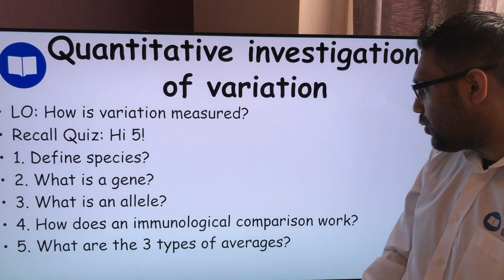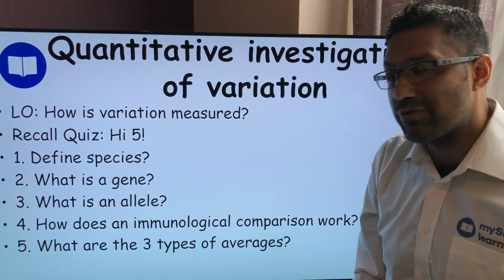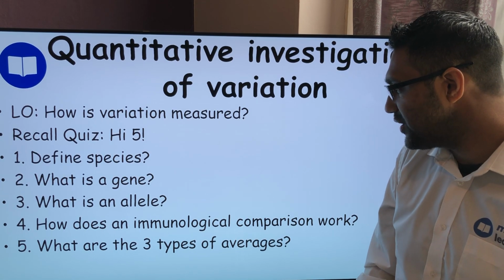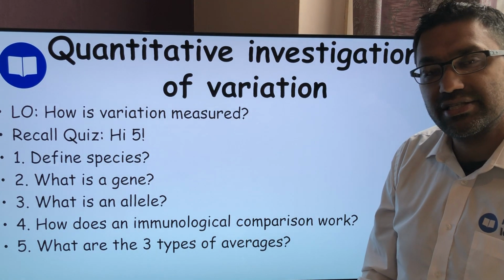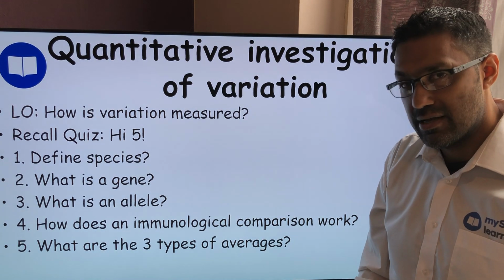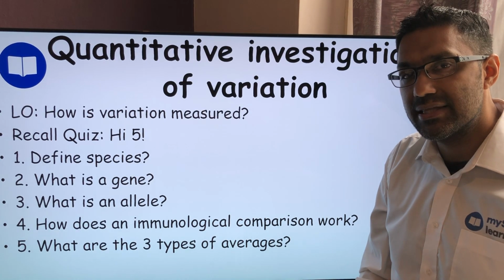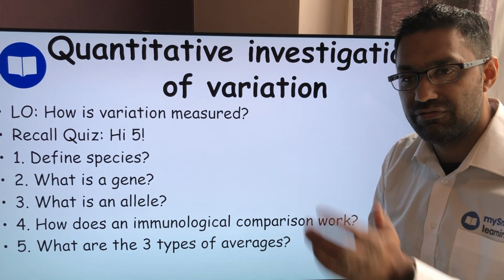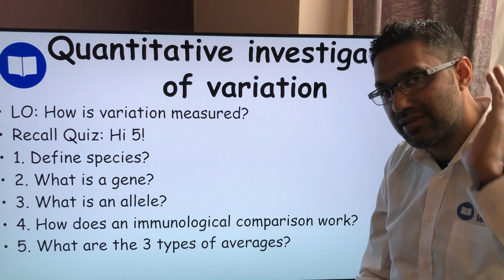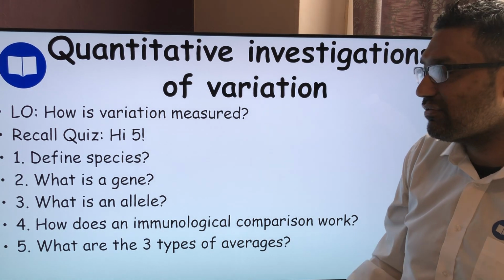Number five, what are the three types of averages? If you didn't know already, then you shouldn't be here because it's primary school maths. The three types of averages are mode, median, mean. What's the difference? Mode is the most frequent. Median is the middle: you go from smallest to highest, line them up, and find the middle number. And the mean is where you add them all up together and divide by the number of data.